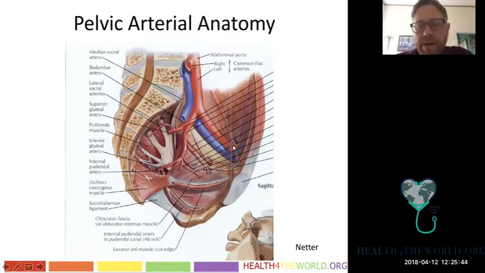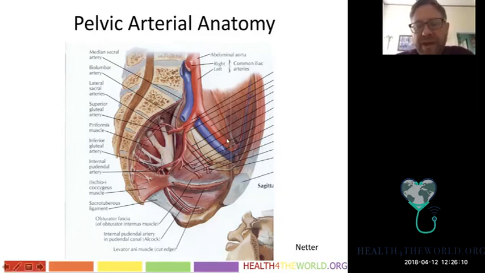One is the inferior epigastric artery, and another is the deep circumflex iliac artery. And the inferior epigastric artery is important because if you have occlusion of the external iliac or the common iliac, this vessel can fill the lower extremity by way of an important collateral path that we'll see in a minute.